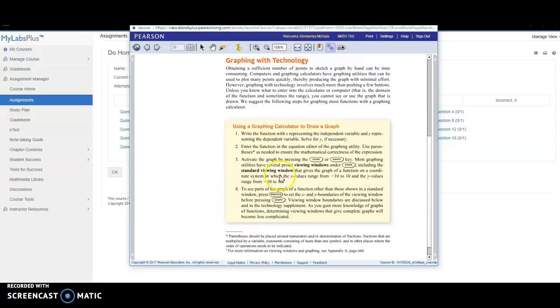You can get the standard viewing window if you have a preset zoom key or graph key. So you can practice using those. And then we can also change our window. That's one of the keys at the top, the 5 keys underneath your viewing window. And you're able to change the boundaries.